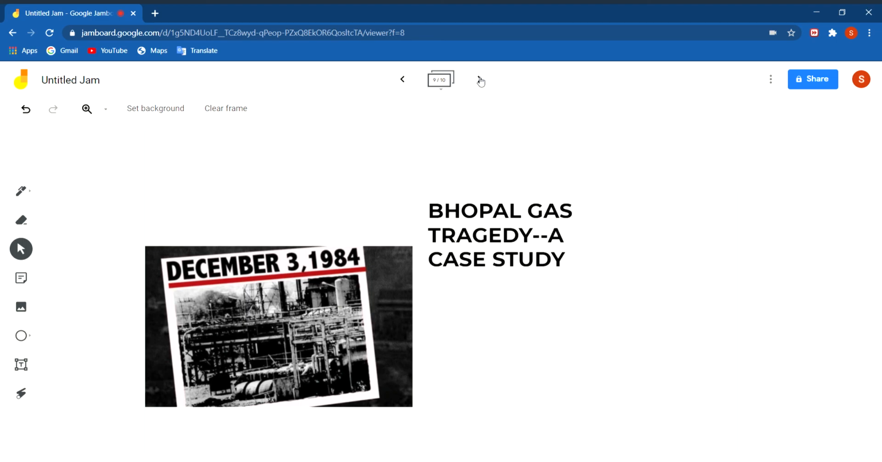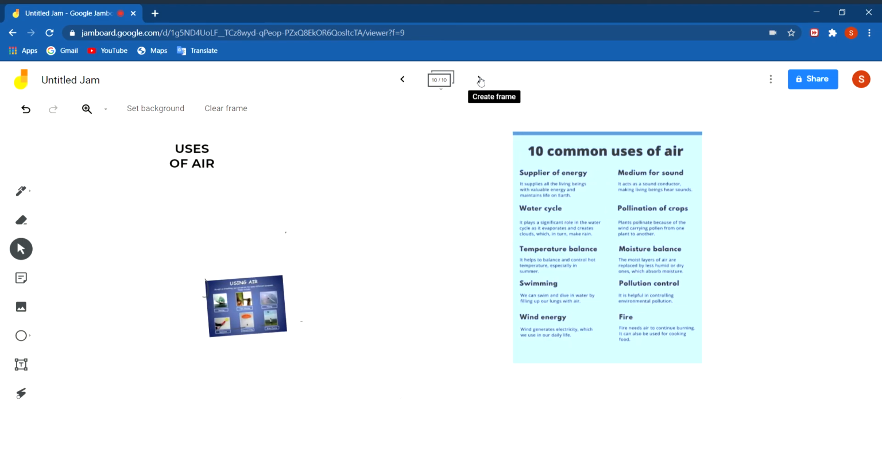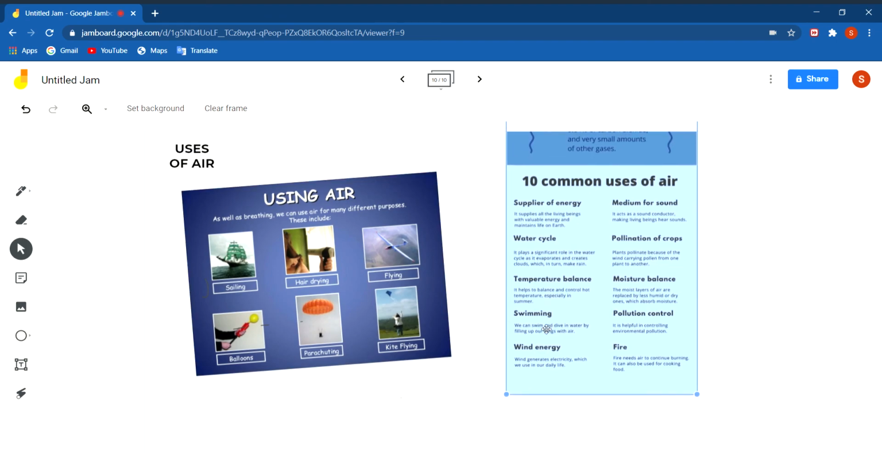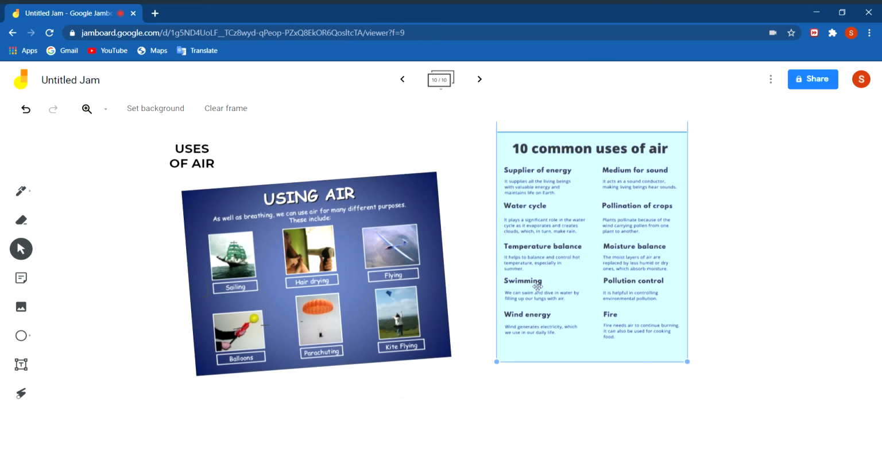Then we shall discuss the uses of air. Air is used in a number of ways. Like air is used for things to fly, aeroplanes to fly, kites to fly. Air is used for sailing. Air is used for drying clothes. Air is used for balloons to blow. Then in the water cycle also air is used. Wind energy is also a great source of energy.